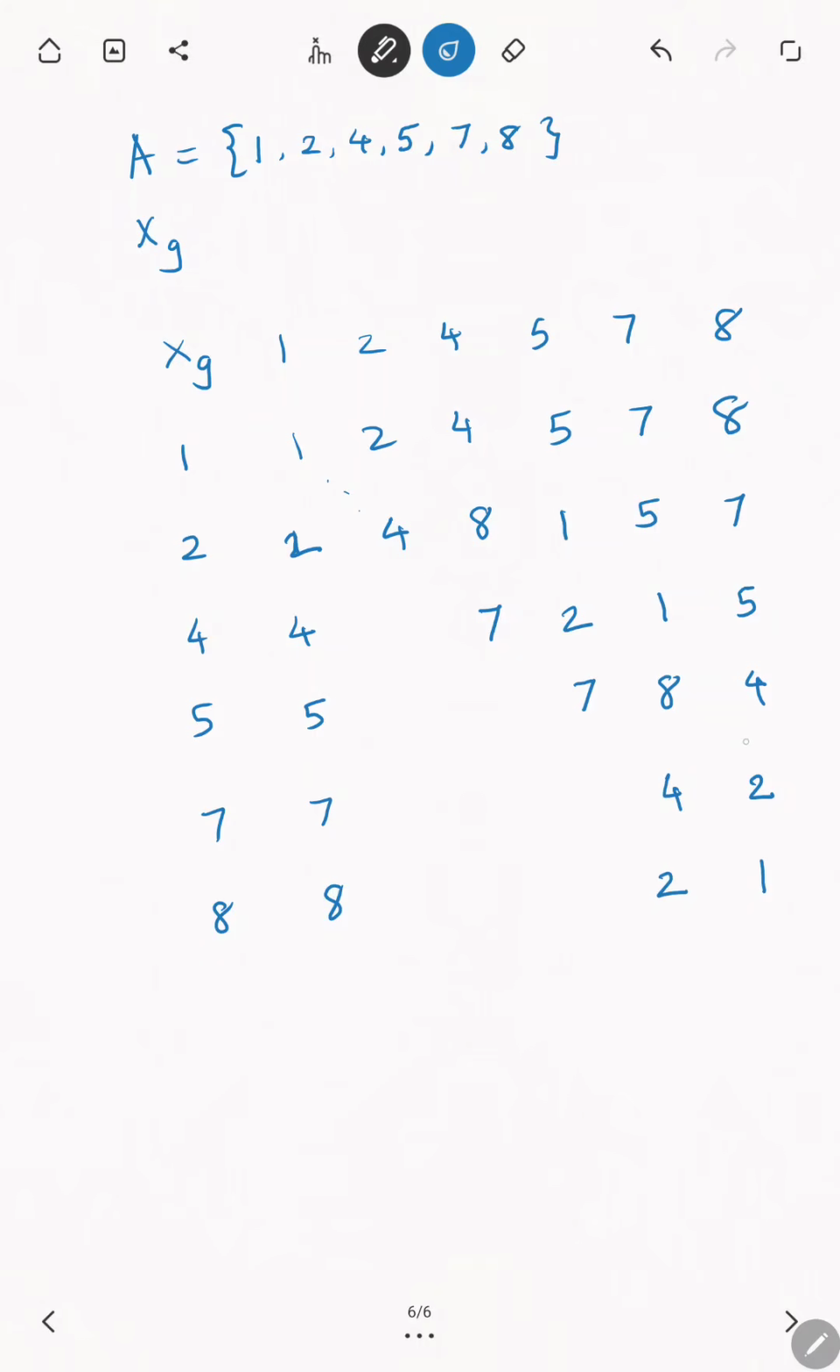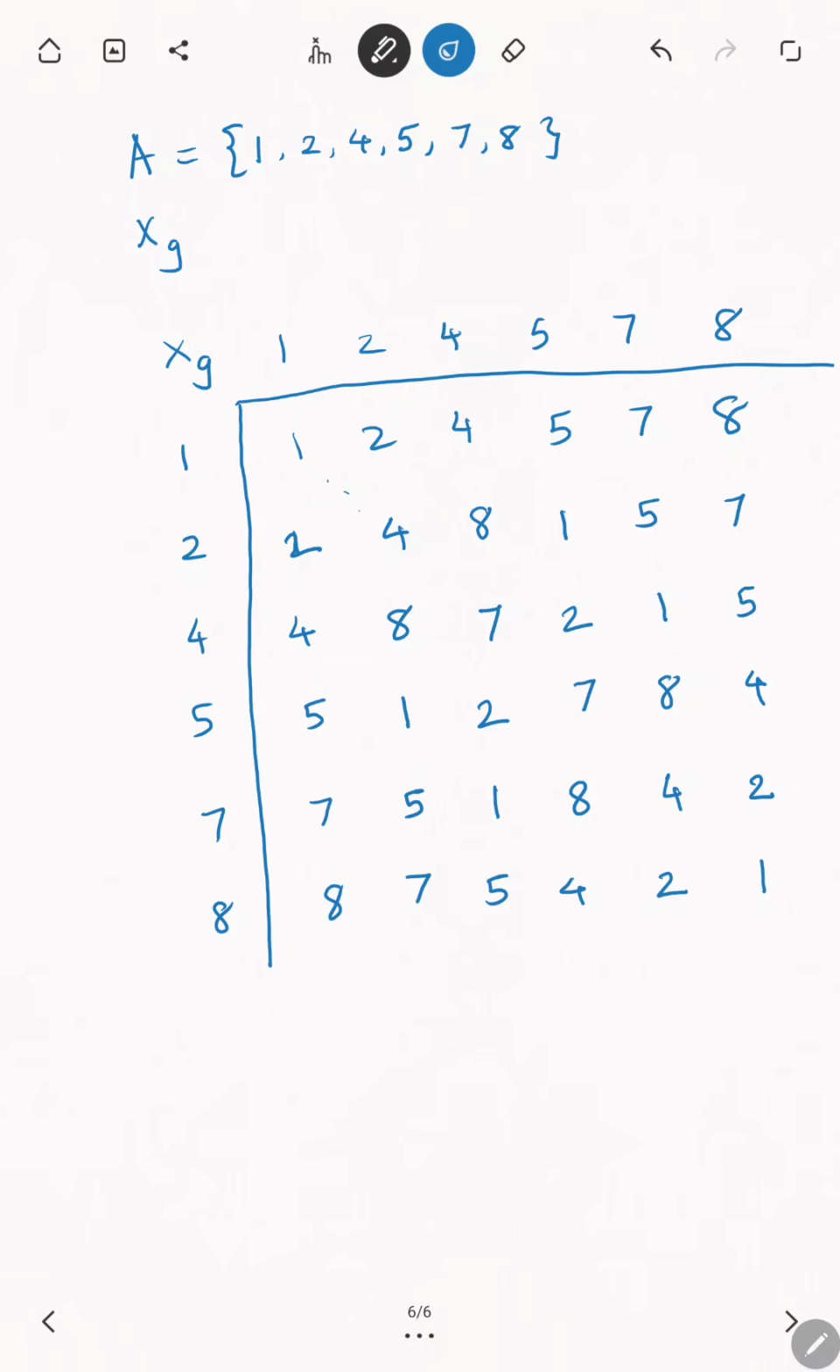This will be 2, and symmetrically this will be 4, this will be 8, this will be 5, 1, 2, and this will be 7, 5, 1, 8. It is symmetric because it's multiplication of two simple numbers, which is a commutative operation. And from this we can say that yes, it is closed, because all the numbers over here are also the numbers from our set A, which is positive integers co-prime to 9. Okay, so closure is done.